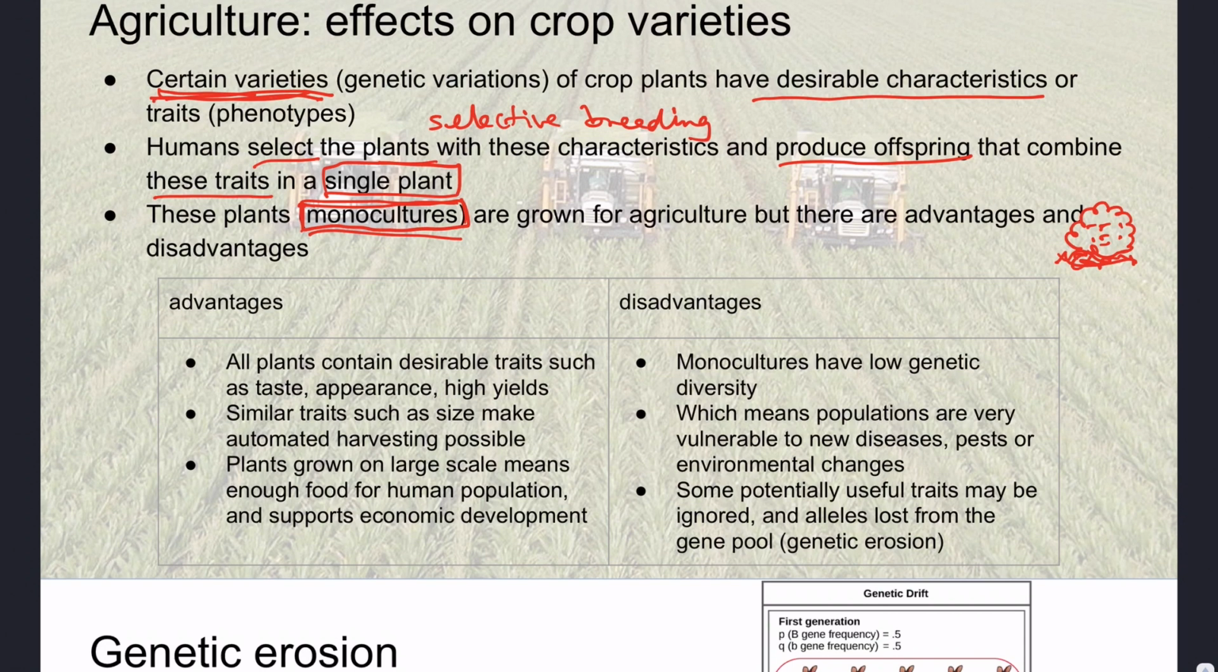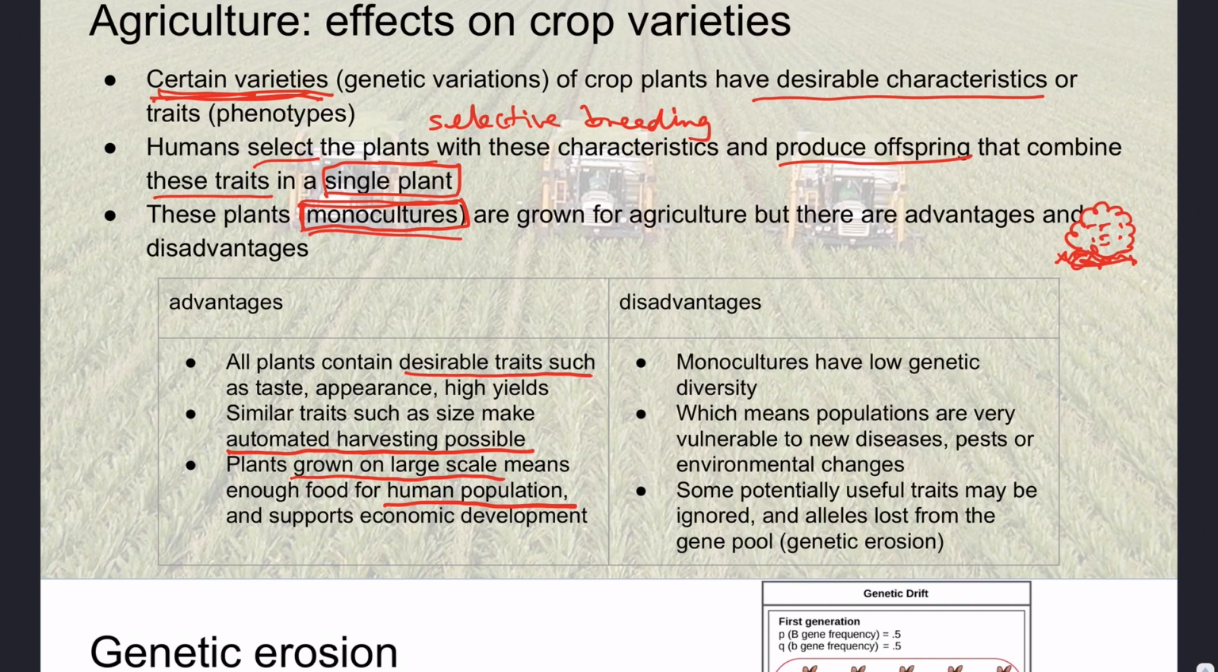The advantages are that you've got all these desirable traits such as taste, appearance, growth rate, all of that, in one plant. Because they're so similar, it makes harvesting easier. It makes automated harvesting possible, and because of that you can grow them on a large scale, and that is good for the human population. It means people get fed. And when you walk into a supermarket, all the stuff that you look at is great quality. All the apples look the same, all the cauliflowers look the same, taste the same.